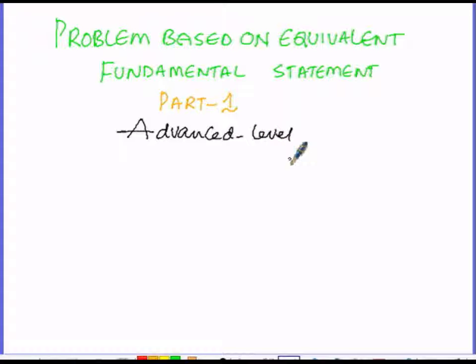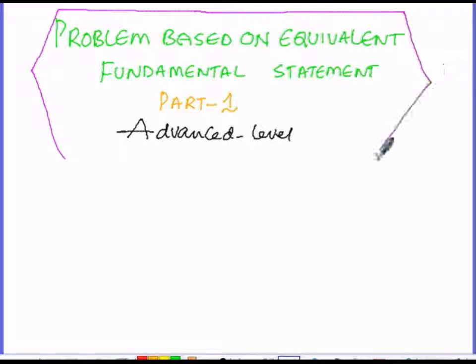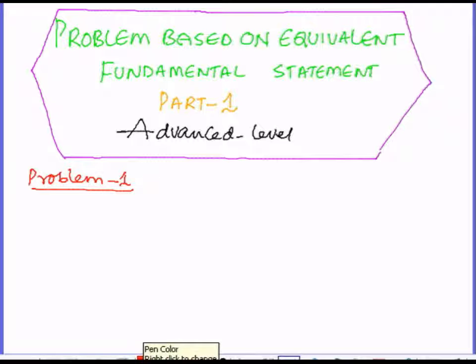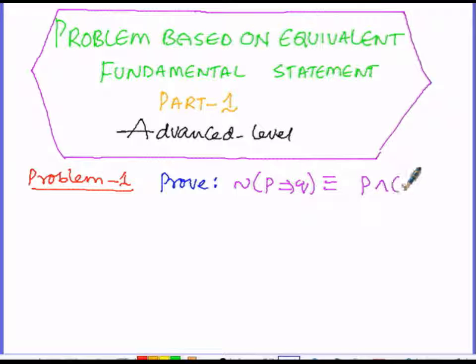Then now, under part 1, in the problem which we are going to consider, we need two statements, one as P, the other as Q. Then here the illustration, that is problem number 1, is: prove that the condition negation of P implies Q is identically equal to P and negation Q.